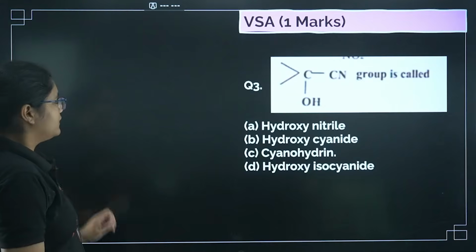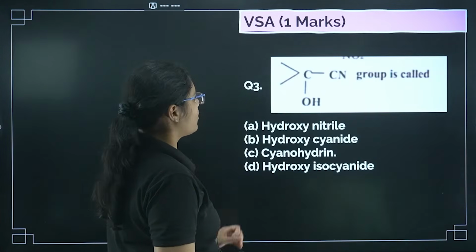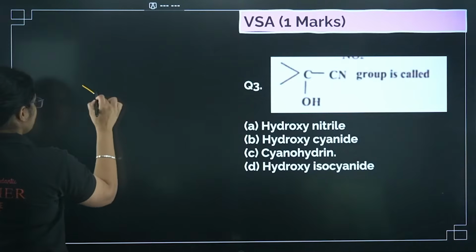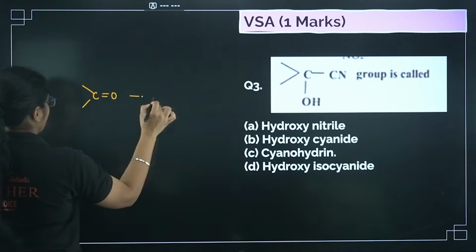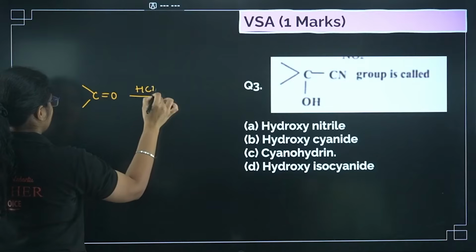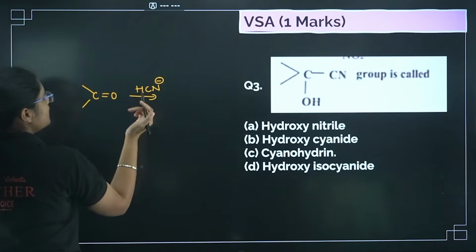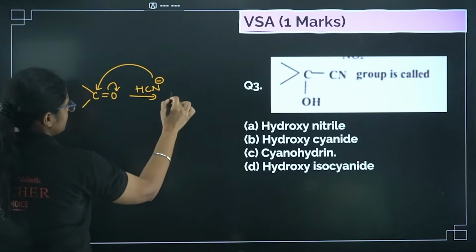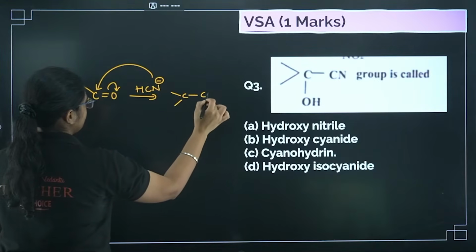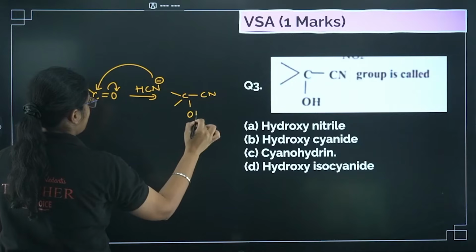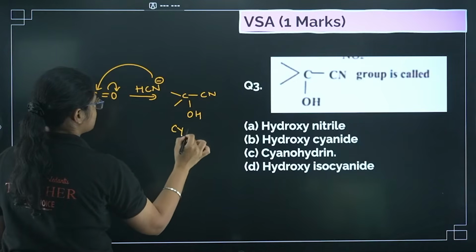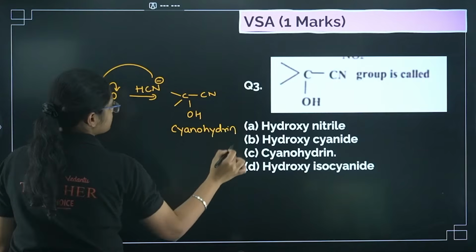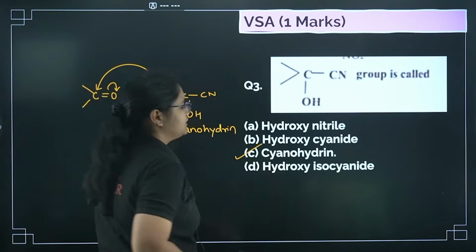Okay, next question: when do we get this compound? See, when you have C double bond O and you react it with HCN, CN is a nucleophile, it will attack on this one and this one will go here, and you will get a compound like this. The name of this compound, which is asked in the question, is cyanohydrin. So that is option number C here.